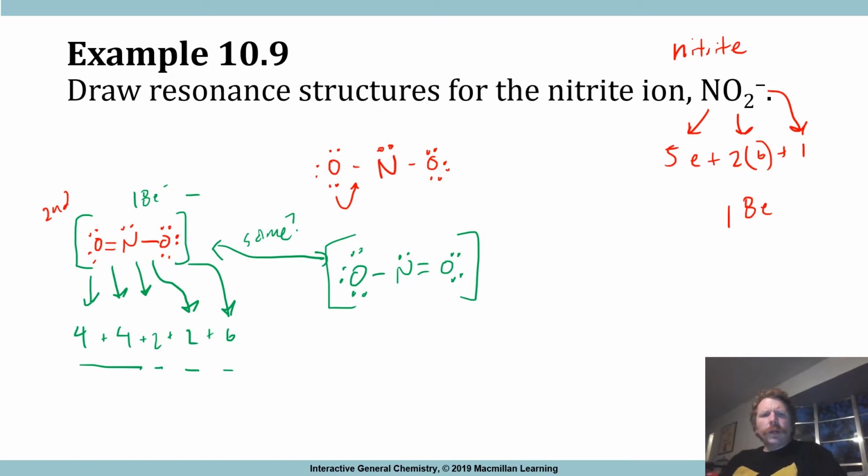And so what I end up with is basically two models for this one molecule. And alone, one is not right because resonance states that the actual structure is an average of these two different structures. So these are examples of what are known as resonance structures.